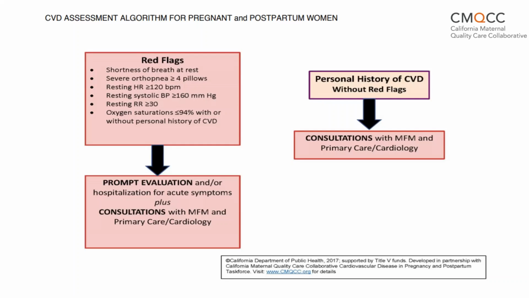If when we actually do our vitals, our objective data, her heart rate is greater than 120, her blood pressure's up, her respiratory rate is increased, and her SATs are decreased, then we're going to think along this continuum. So she needs prompt evaluation and consultations with MFM and of course cardiology. And then again, if she has a personal history of coronary vascular disease without red flags, then we also want to move along that continuum and make sure that she's getting those consultations.